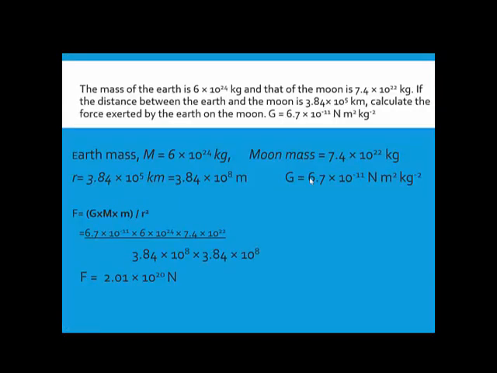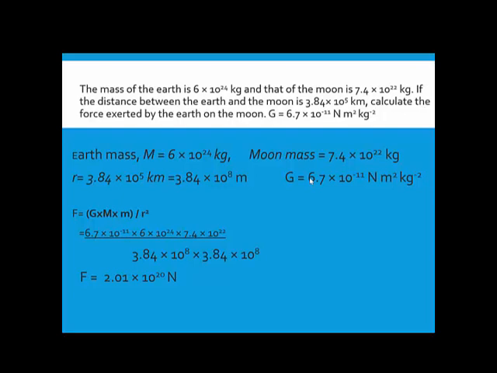Okay, the question is: the mass of the earth is 6 × 10^24 kg and the mass of the moon is 7.4 × 10^22 kg. If the distance between the earth and the moon is 3.84 × 10^5 kilometers, calculate the force exerted by the earth on the moon, and you have been given the value of G.